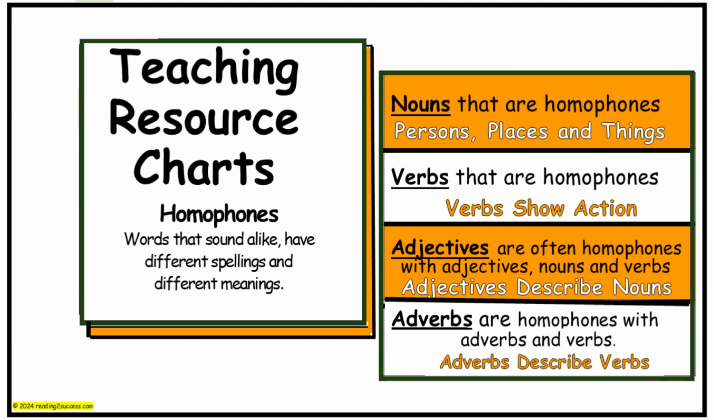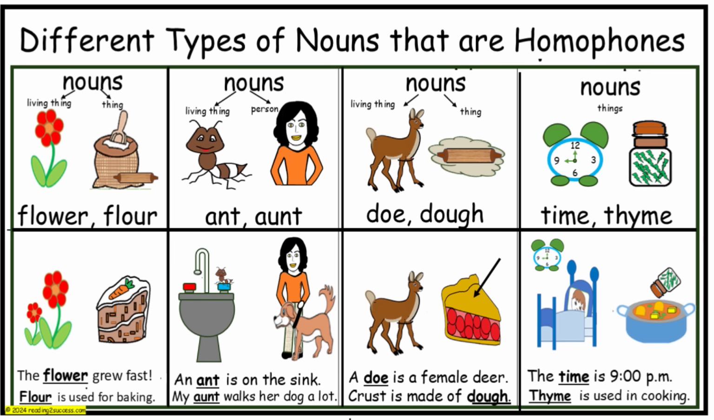Once again, it is important to review with kids what nouns, verbs, adjectives, and adverbs are and how they are used. This is our first teaching resource in this section, different types of nouns that are homophones. Flower, a living thing, and flower, a thing. Ant, a living thing, and ant, a person. Dough, a living thing, and dough, a thing, and time, things.